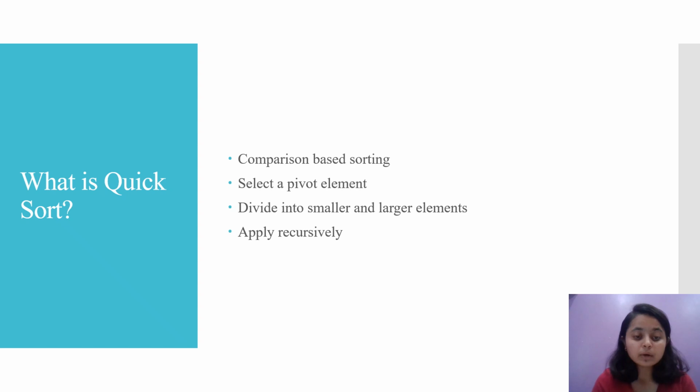What is quicksort? Quicksort is a comparison-based sorting algorithm. It works by selecting a pivot element from the array. Then it divides the array into two parts, one with smaller elements and one with larger elements. After that, the same process is applied again and again to sort the entire array.